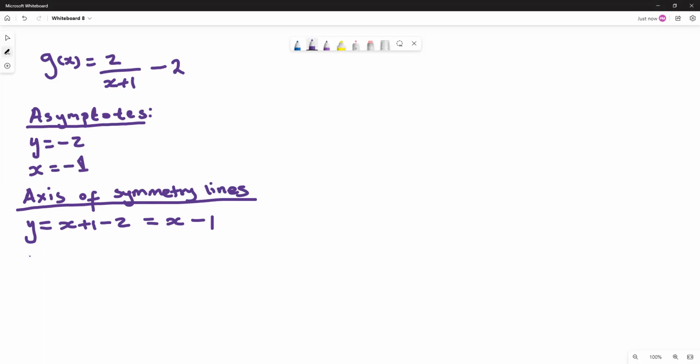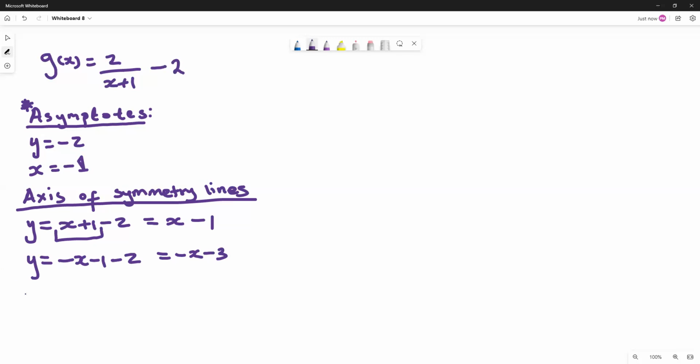And then the second one is going to be, remember the bottom, which is this part, switches, right? All the signs switch. So you have minus x minus 1, and then the minus 2 remains the same, which is minus x minus 3. I'm going to tick the ones that are compulsory for the drawing. This is compulsory. The axes of symmetry are not compulsory. You only draw them if the question asks you to show the axis of symmetry lines. But for the sake of practice, we're going to show everything.